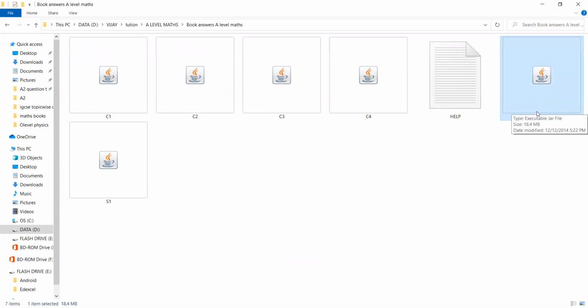If you don't, there is another way also to do it. I'll show you that also. Don't worry, I'll show everything. M1, go to M1, click on it. But only if you have Java on your laptop, otherwise it doesn't work.